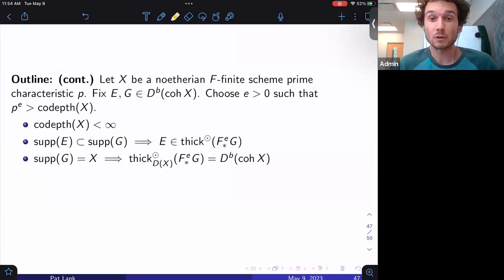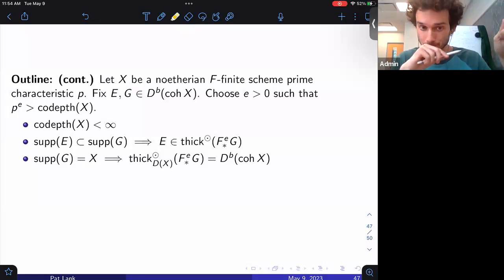That's what we do. So if you fix two objects, choose an E such that p^e is bigger than the codepth, where p is the characteristic of the F-finite scheme. Well, we know the codepth is finite when my scheme is F-finite. If the support of E is in the support of G, that actually tells me that E is inside thick ⟨O, the e-th push forward of G⟩.